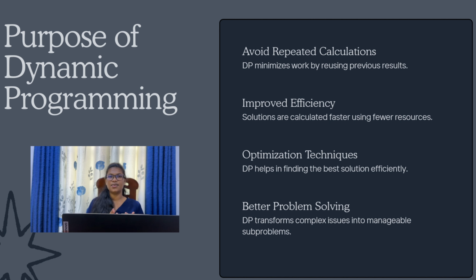Okay, let's discuss why we use dynamic programming. The first point is to avoid repeated calculations. That means dynamic programming minimizes work by reusing previous calculations. Our second point is improved efficiency. That means solutions are calculated faster using fewer resources. Our third point is optimization techniques. That means dynamic programming helps in finding the best solution efficiently. Better problem solving: dynamic programming transforms complex issues into manageable sub-problems.